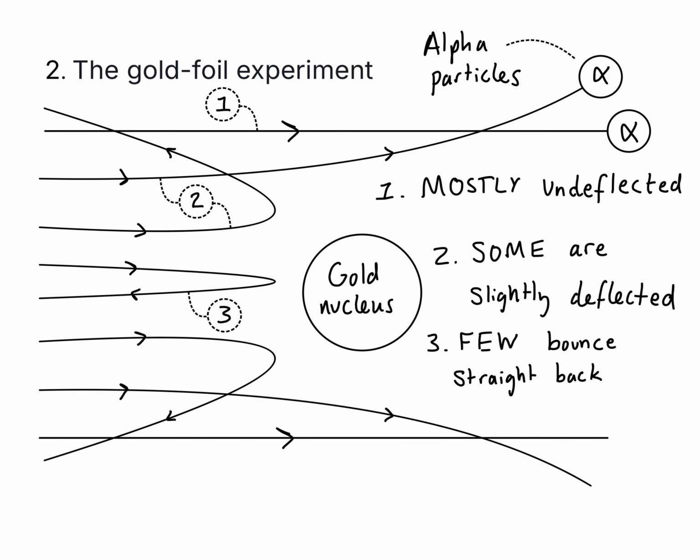Now read those results. Most passing straight through means the atom is mostly empty space. Some being deflected means there's something charged in there. And a few bouncing right back means there is something very small, very dense, and very positively charged for them to hit head on. A concentrated central positive nucleus. And that killed the plum pudding model stone dead, because a diffuse blob of charge could never have thrown an alpha particle back the way it came.